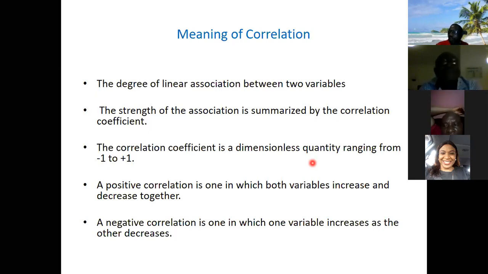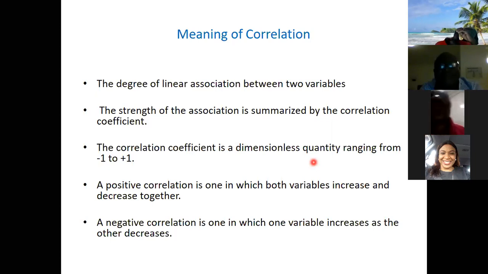In direct proportion, two variables vary together. One increases, the other one increases. In inverse proportion, two variables vary in opposite directions. As one increases, the other one decreases, or the other one decreases, this one increases. So they always move in opposite directions. That is inverse proportion. So positive correlation is direct proportion, and negative correlation is inverse proportion.